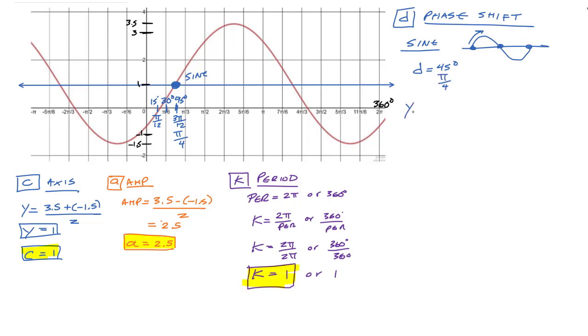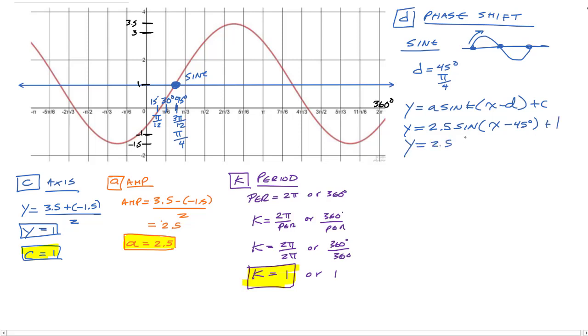All right, so let's write this out. y equals a sine of k, x minus d, plus c. y equals, what is a again? 2.5 times sine. k is going to be 1, so I'm not going to bother putting anything there. x minus 45 degrees, we're going to do in degrees, plus c is 1. Or if we're going to do it in radians, everything's identical. We're just going to change that measurement to radians.